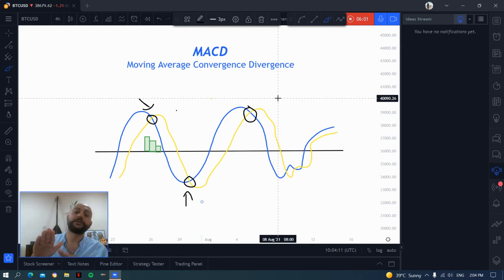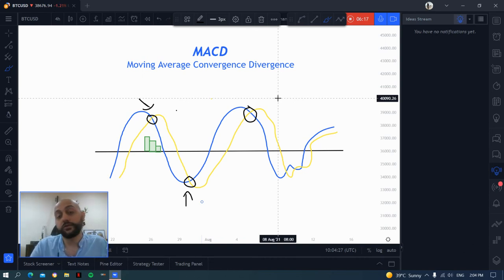So we see that the histogram is dropping and dropping and dropping. That basically tells us that the market is running out of steam. So it's losing momentum, and a reversal could be happening soon. That's basically how people use the histogram.